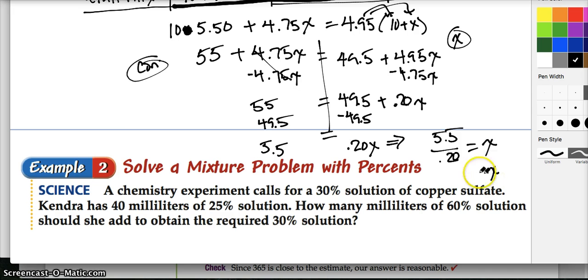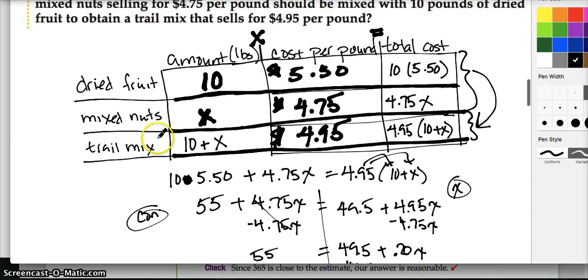After doing that problem, I get that x is equal to 27.5. And so what does that mean? Go back to your chart and remember that x referred to the amount of nuts that we were going to add, the amount of mixed nuts. And so we're going to add 27.5 pounds of mixed nuts to bring down the cost so that we can end up selling the trail mix for $4.95.